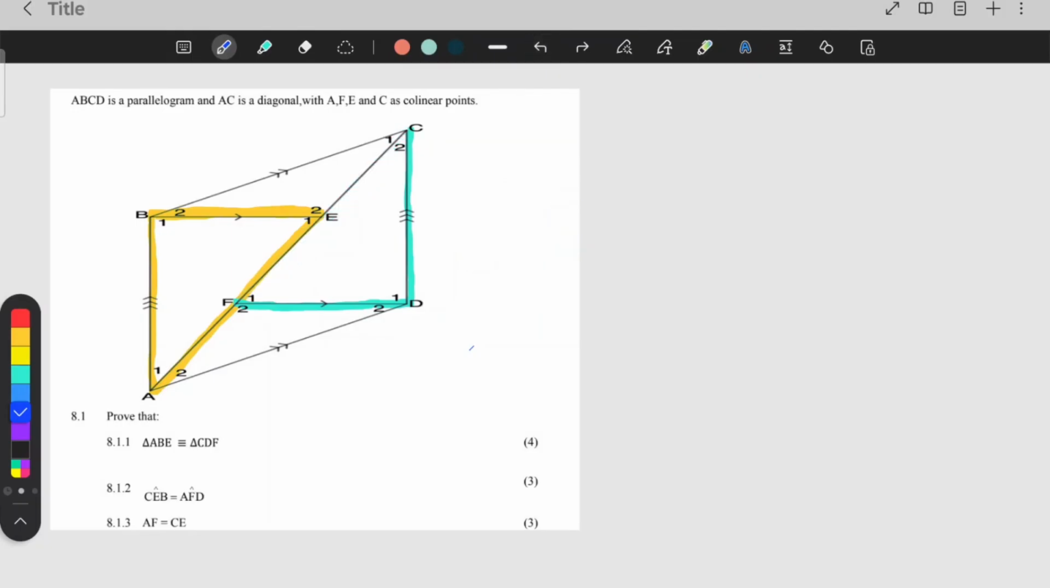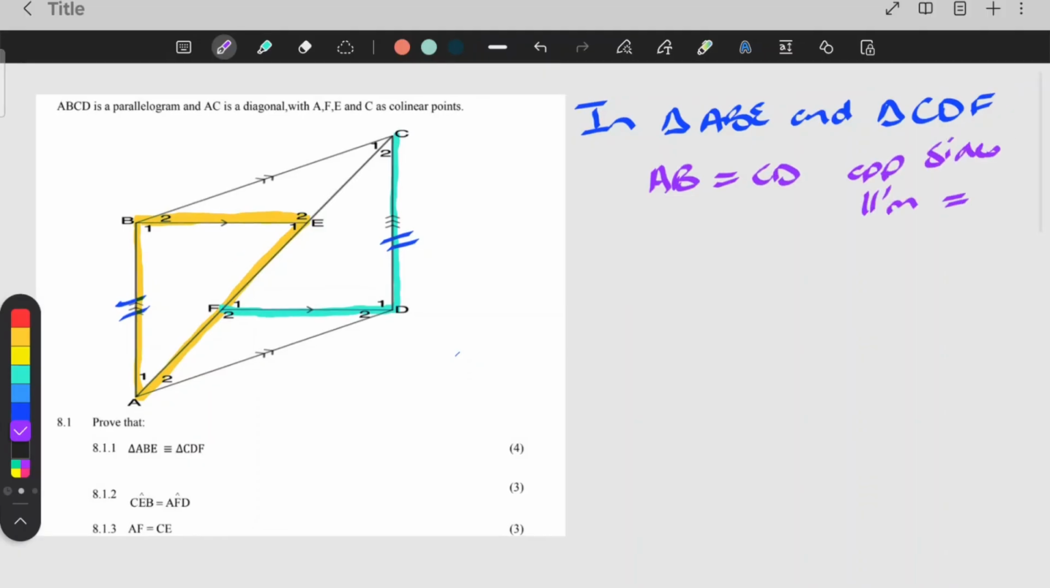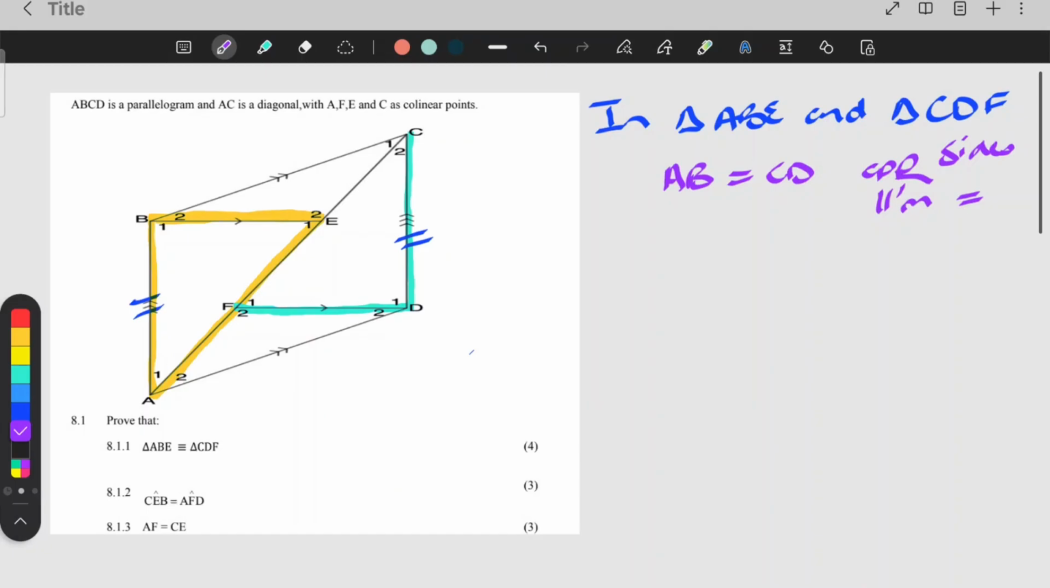So when you look at this, do you agree that this is equal to that? Opposite sides of a parallelogram, so there I have two sides that are equal already. In this triangle, AB is equal to CD in the other triangle. So let's write that down. In triangle ABE and triangle CDF, AB is equal to CD, opposite sides of a parallelogram, they are equal. Okay, so that's the first thing.